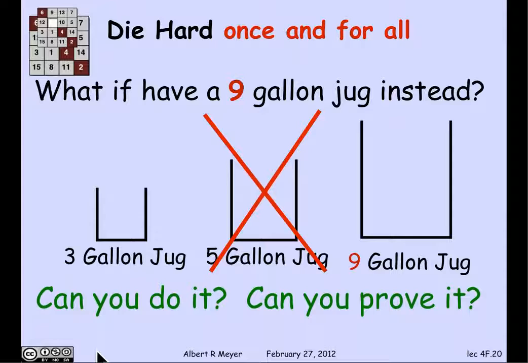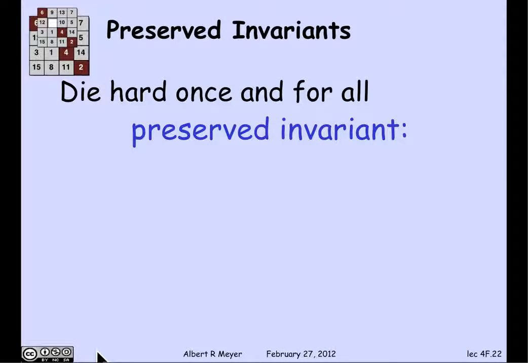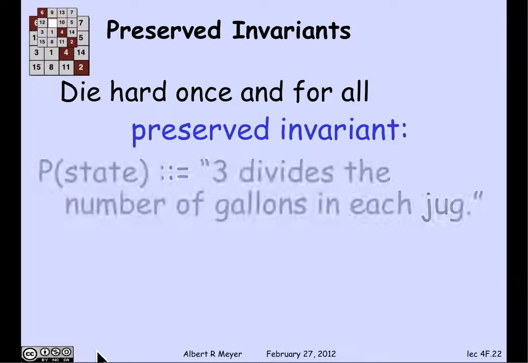And can you prove it? Well, my guess is that you probably can figure out what's going on, because what's happening is if you start off with nothing in either jug and you do these moves of filling up a jug or pouring one jug into another, you'll discover that the amount of water in any jug is always divisible by 3. This is a preserved invariant.